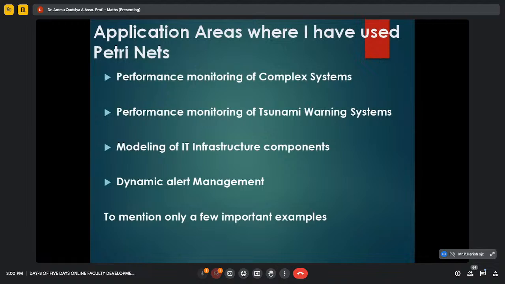I hope this presentation would have given an overview of Petri nets, what we can do using Petri nets, and what a Petri net is. If you have any doubts, feel free to ask.